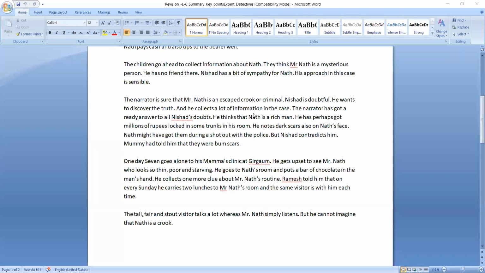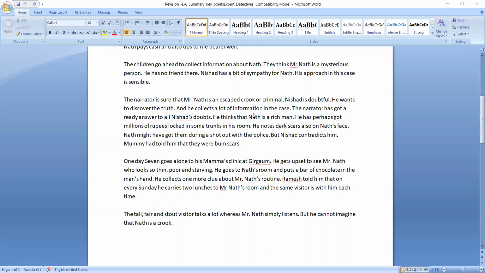He thinks that Mr. Nath is a rich man. He has perhaps got millions of rupees locked in some trunks in his room. What did he think? He thinks that Mr. Nath was a rich man and he had perhaps got millions of rupees locked in some trunks in his room.